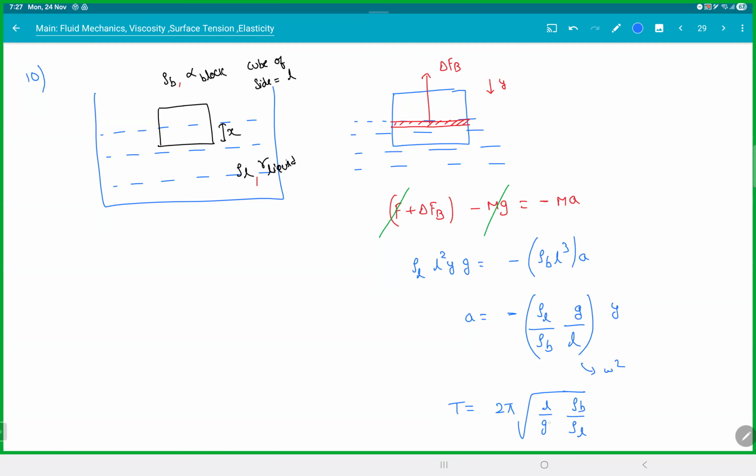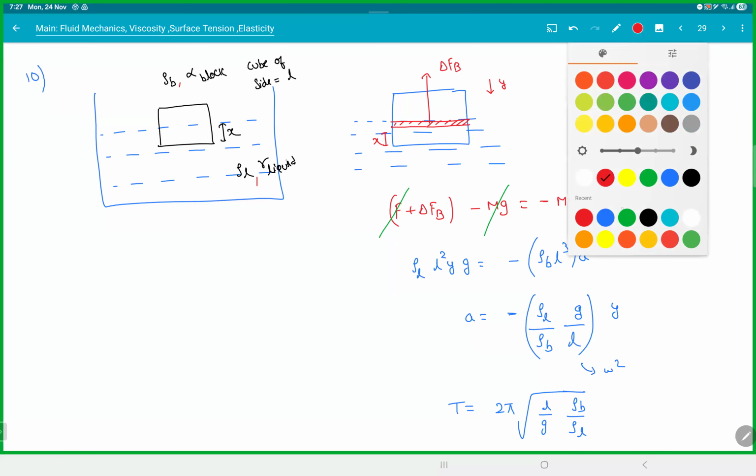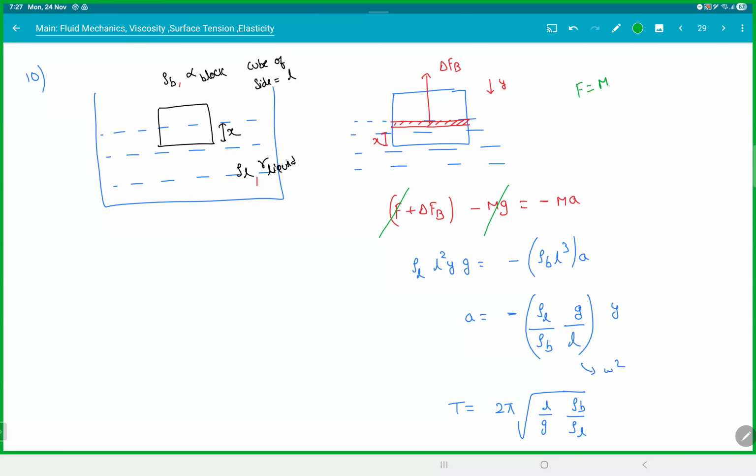Clear with this? So when you push it by y further, already you have x, but that will be balanced by mg anyways. So the reason you're oscillating is because of this extra buoyant force. Clear? So that initial F was equal to mg. What is the next one?